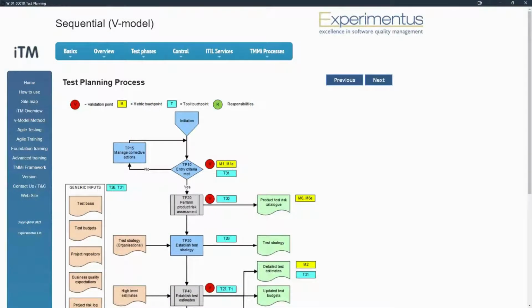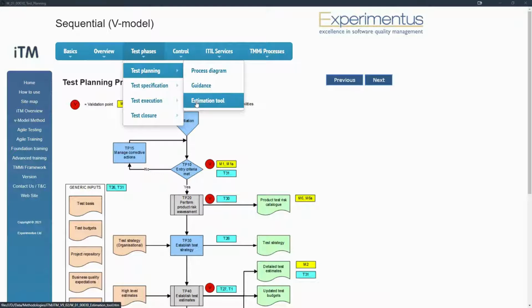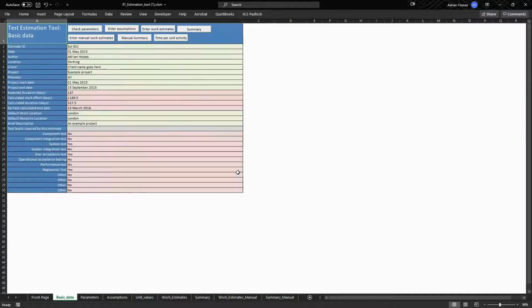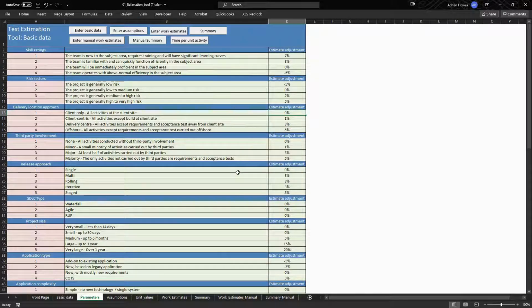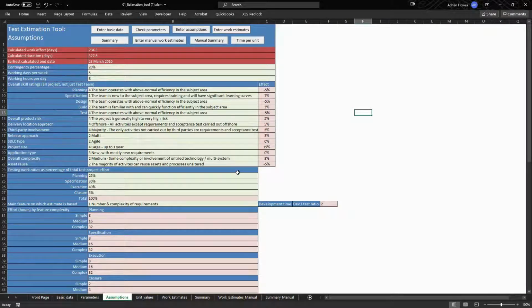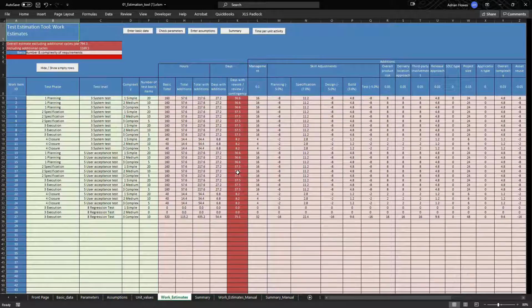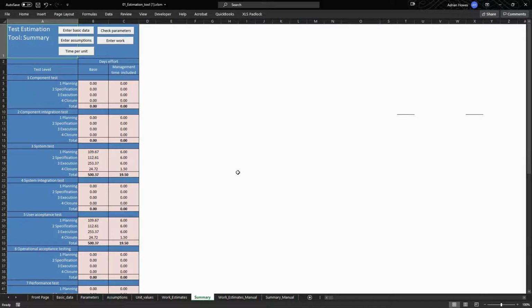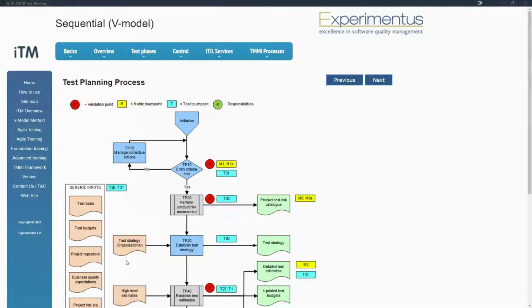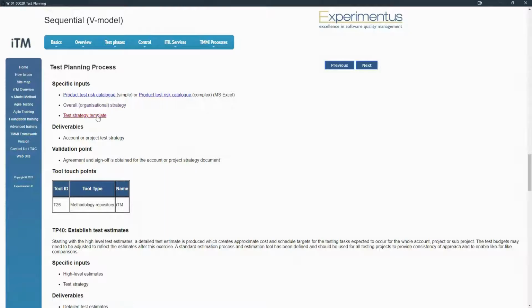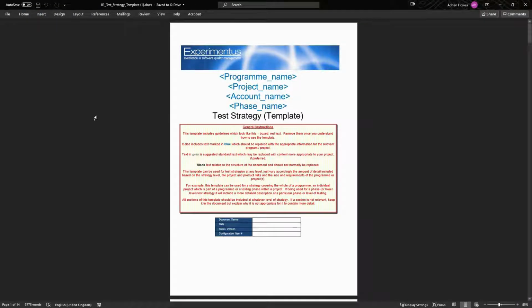There are several tools available in iTM. One of these is the test estimation model, which is particularly relevant to the test planning phase. This tool enables you to set up parameters for a project, to enter assumptions, and to create high-level estimates from basic data. The tool is highly configurable, and there are detailed instructions available for its use. The test planning phase process diagram also provides access to templates and guidance to help in the production of project test strategies and test plans.